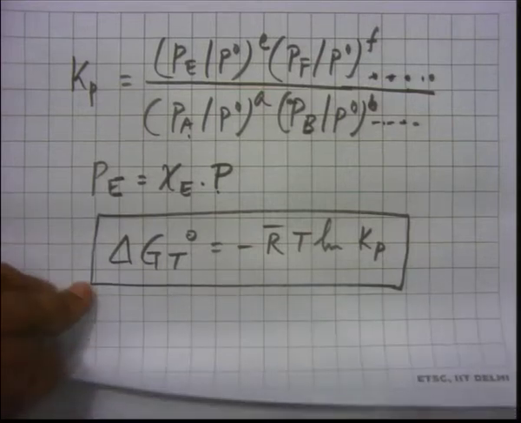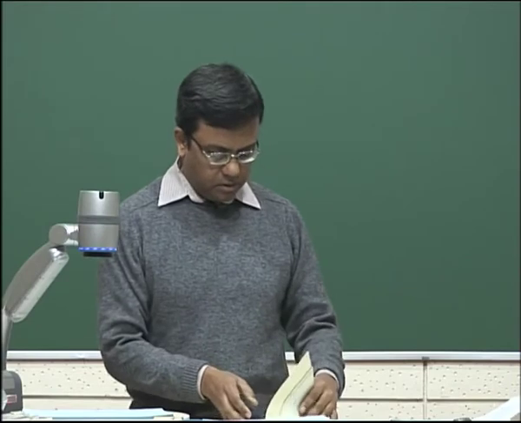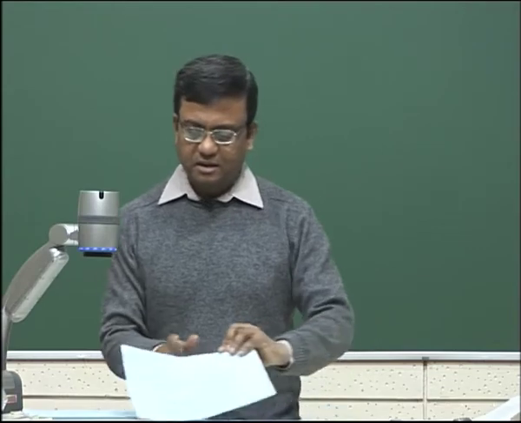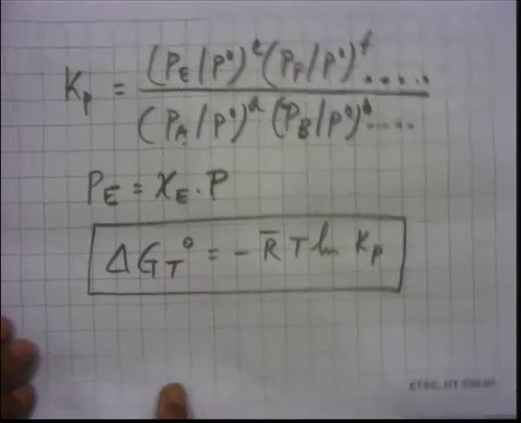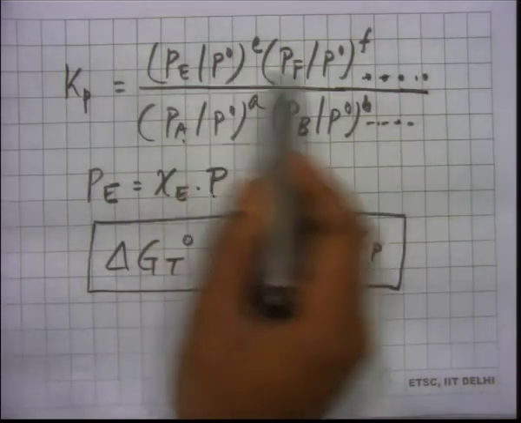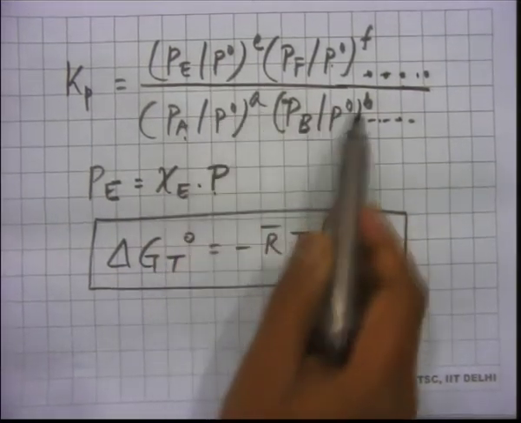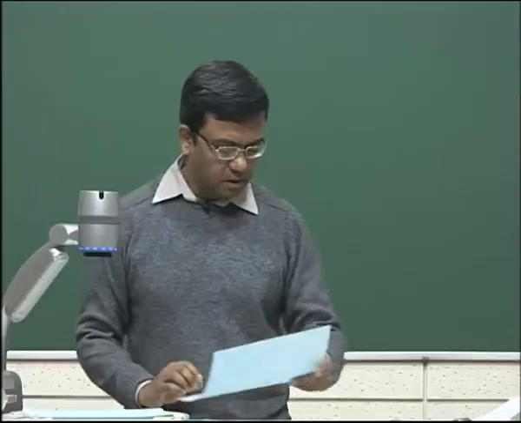So, we will try to understand how to use this by taking up an example. This P naught is the... yeah, that's something which I missed. P naught is a reference pressure. I was focusing a little too much on the partial pressures, so I forgot to tell you that in Pe by P naught, Pf by P naught, Pa by P naught and all that, P naught is a reference pressure, typically 1 atmosphere. That's a known thing, so we will not bother too much about it.